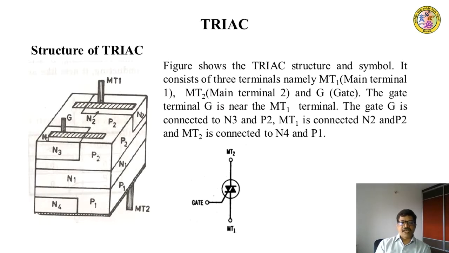The structure of a triac is seen in this figure, which shows the structure and its symbol. It consists of three terminals, namely MT1, the main terminal 1, MT2, main terminal 2, and gate G. The gate terminal G is near the MT1 terminal. The gate G is connected to the semiconductor layers N3 and P2. MT1 is connected to the semiconductor layers N2 and P2, and the terminal MT2 is connected to N4 and P1.